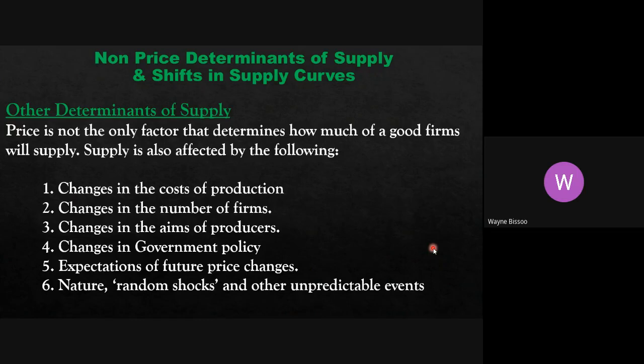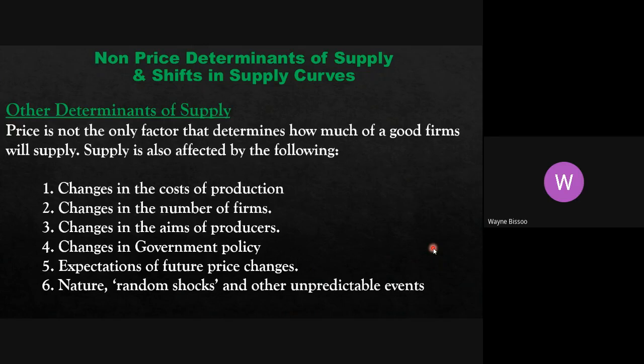Changes in the cost of production, changes in the number of firms in the market, changes in the aims of producers, changes in government policy, expectations of changes in price, that is, future changes in price. Well, I added this one here: random shocks and other unpredictable events.